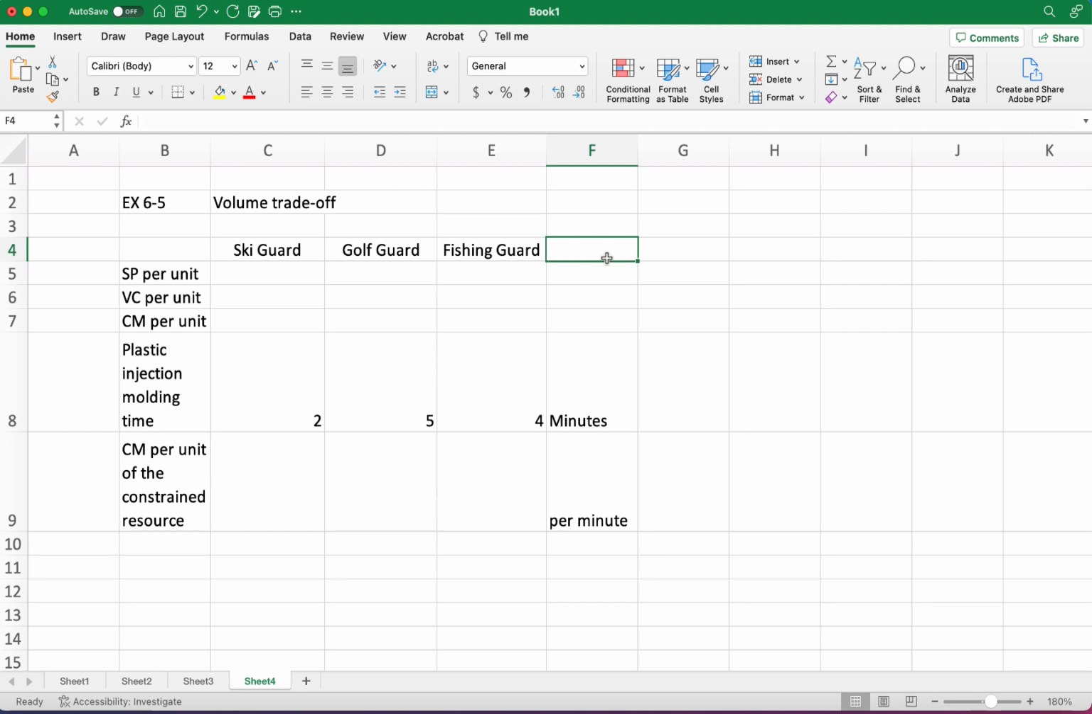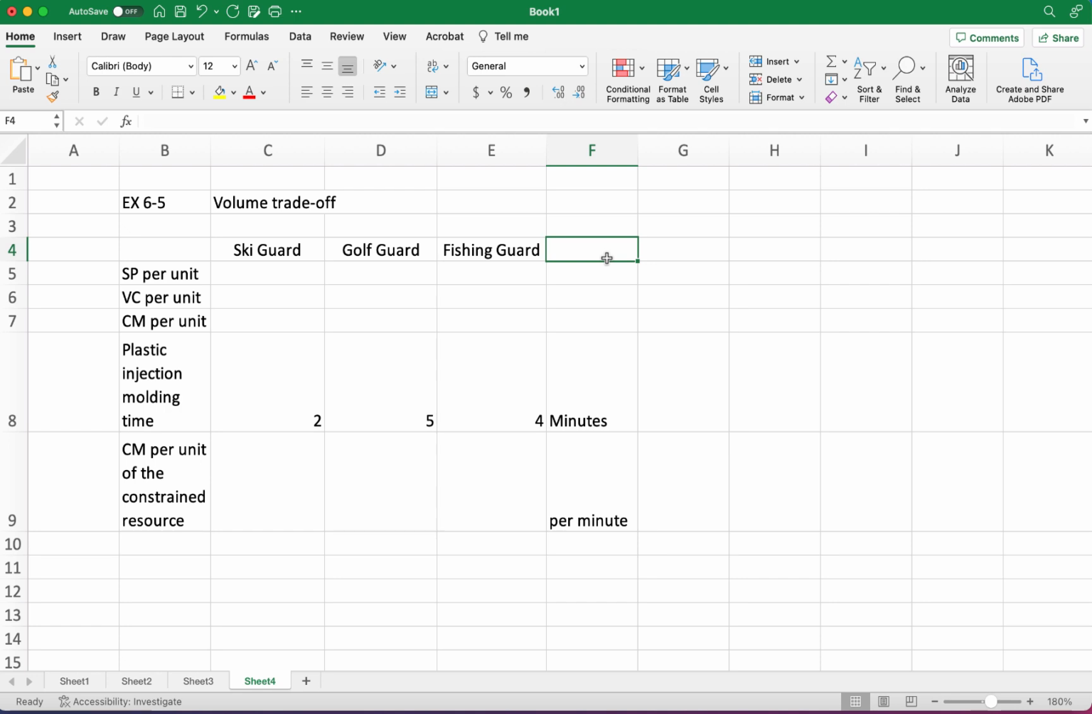So what we need to do is decide which one of these we should produce the most of, whether it be a ski, golf, or fishing guard. Which one gives us the most bang for our buck, so to speak? Which one provides us with the most contribution margin per the constrained resource? That's what we need to figure out.